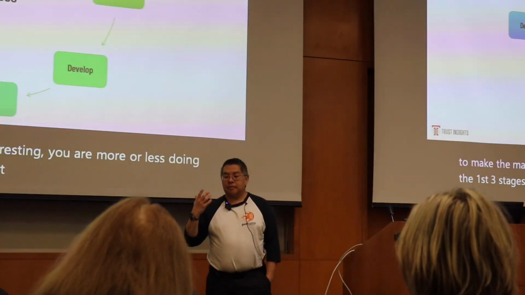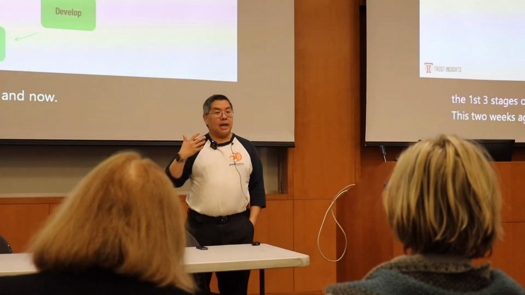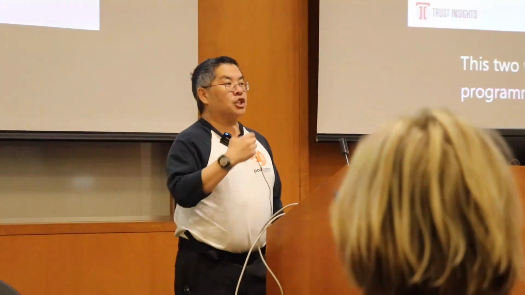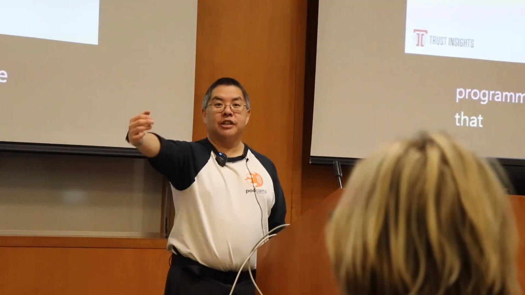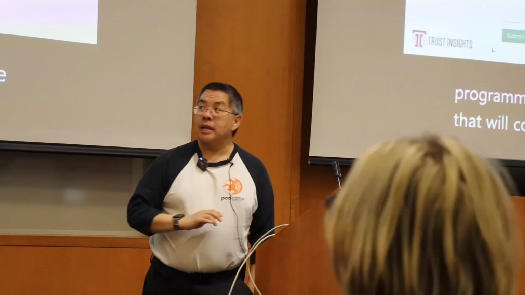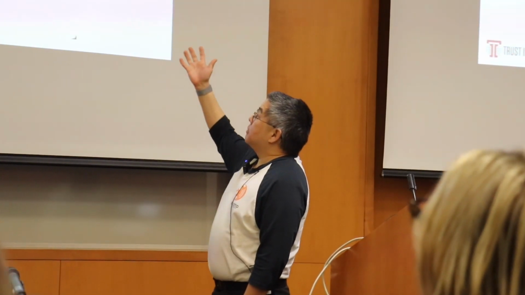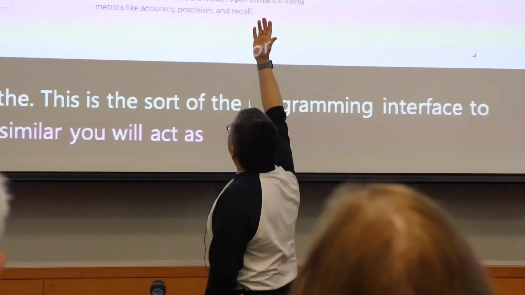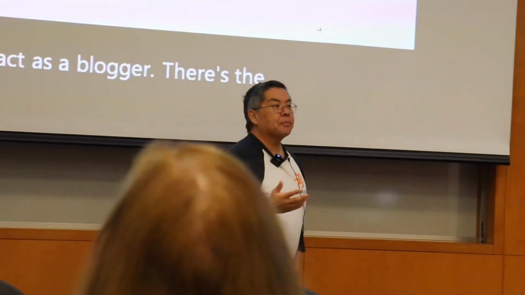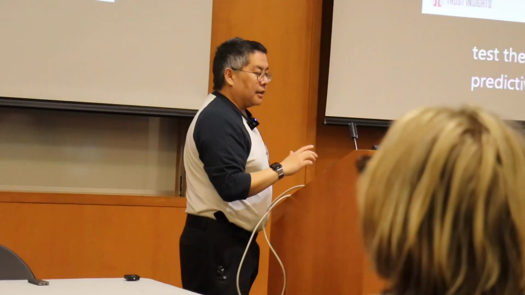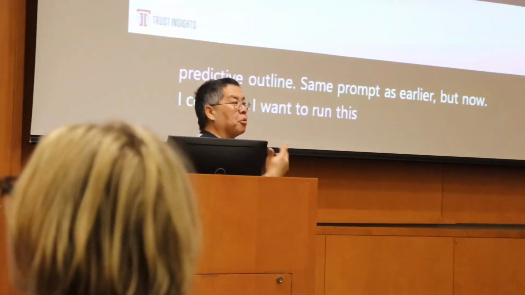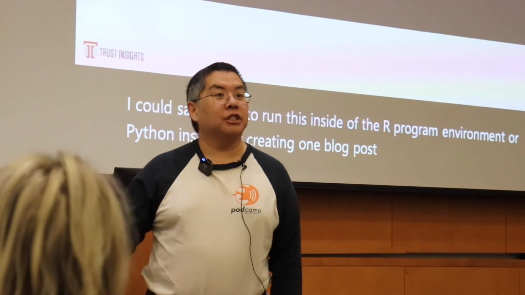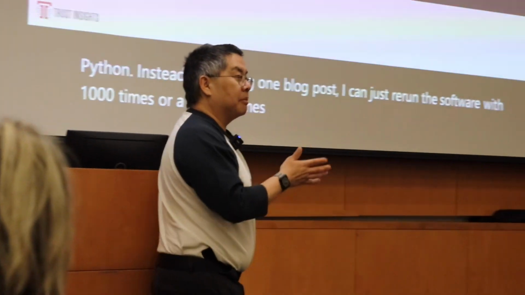And now, 2 weeks ago, OpenAI opened up its API, its application programming interface, to ChatGPT to say, okay, now you can write software that will connect to this and let your software do the work. So, for example, this is the programming interface to test these things. It's very similar. You will act as a blogger. There's the predictive outline. Same prompt as earlier, but now I can say I want to run this inside of the R program environment or Python. Instead of creating one blog post, I can just rerun this software 1,000 times or 1,000,000 times and generate millions and millions of pieces of content.